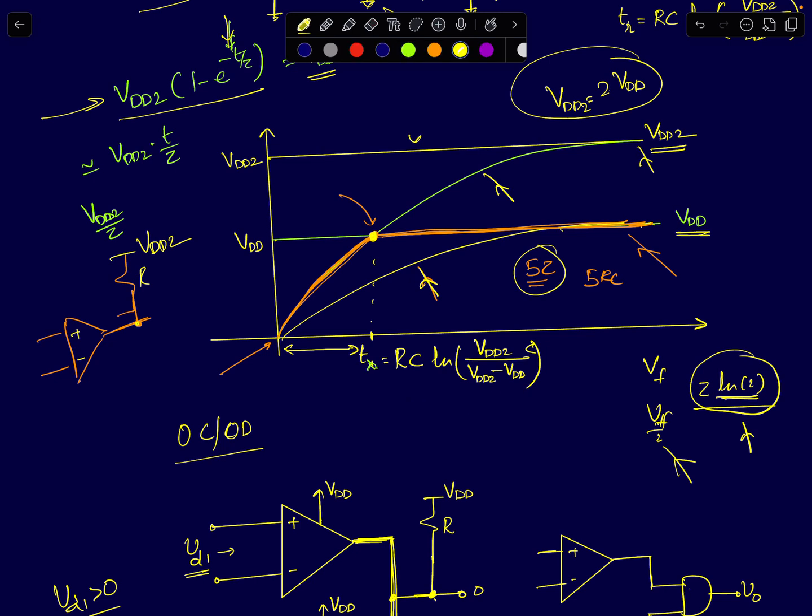It's a useful result, remember, the time it takes to reach 50% of its final value is tau ln 2. And I'm just asking you to verify this expression. You can verify assuming VDD2 as twice VDD, then VDD becomes half its final value, and you can see that this value will reduce to RC ln 2, and it makes sense, right?